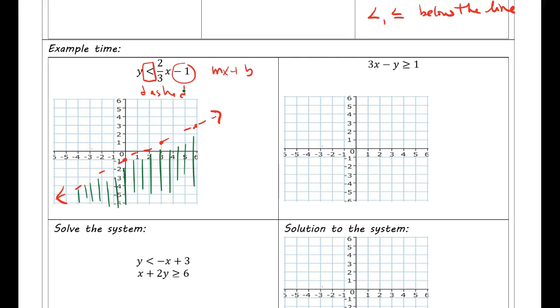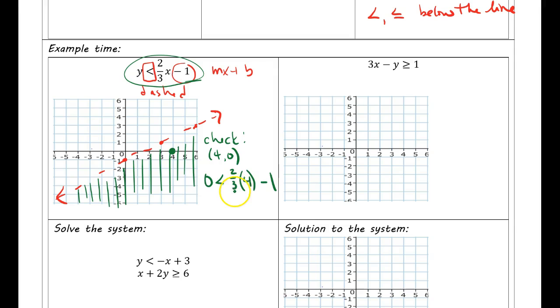So let me give you an example. Let's just pick any point in here. Let me pick this point. Okay, this is the point (4, 0). So I'm checking myself here, the point (4, 0), right? Now, if I take this point and plug it in up here, what that would look like is: y, which is 0, is 0 less than 2/3 times the x, which is 4, minus 1. Is this a true statement?